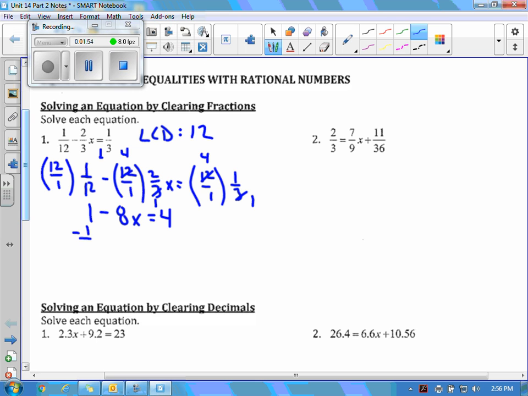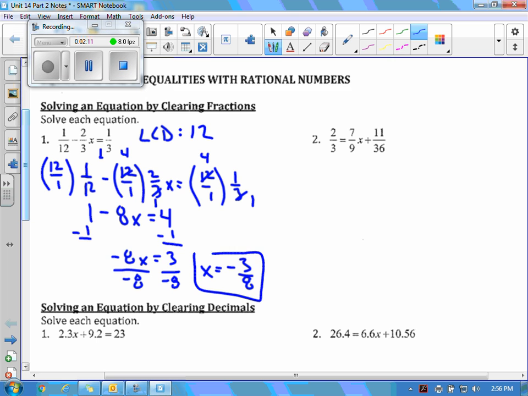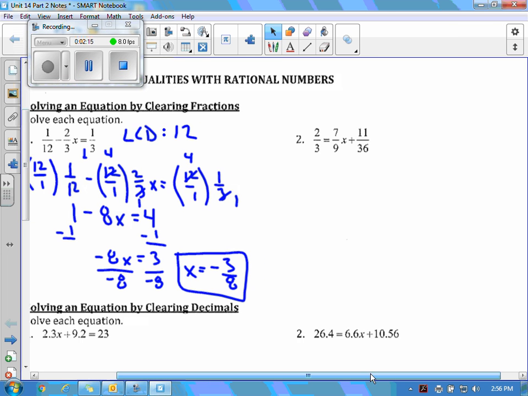So I'm going to subtract 1 from both sides. So I'm trying to get x by itself. Notice that the negative came down to 8. 4 minus 1 is 3. So we're going to get x by itself. I divide by negative 8. Now, that doesn't work out clean, so I'm just going to leave it as a fraction. So x equals negative 3 over 8. Now let's look at number 2.